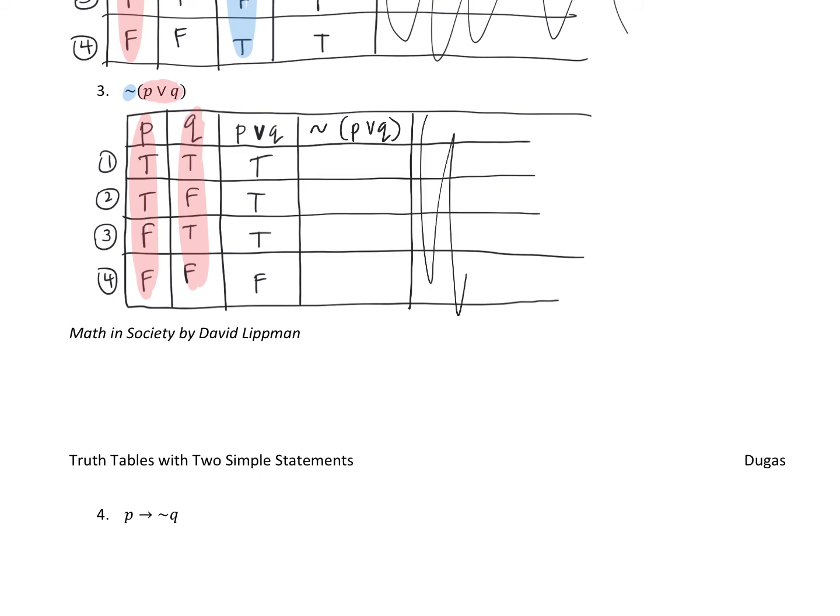Since I'm at where I need to be, my truth table is done. All I'm going to do is negate the values I just found in P or Q. So true, true, true, false. Now it's going to be false, false, false, true.